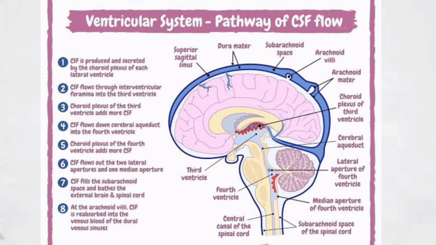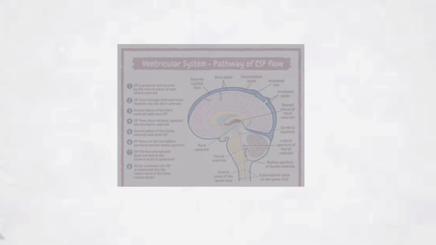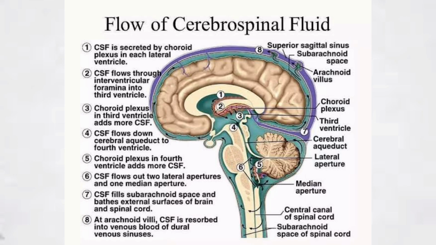Let's talk about the normal flow of CSF inside the brain. CSF is produced by the network of blood vessels and specialized cells within the ventricles called the choroid plexus. From the choroid plexus, CSF goes to the lateral ventricle, to the foramen of Monro, to the third ventricle, from the third ventricle through the Sylvian aqueduct to the fourth ventricle, and through the foramen of Luschka and foramen of Magendie goes to the subarachnoid spaces, and finally the arachnoid villi absorb it.